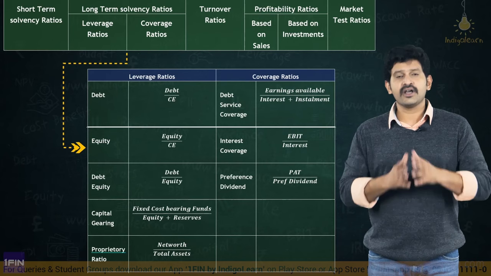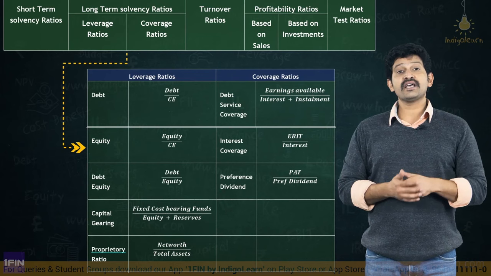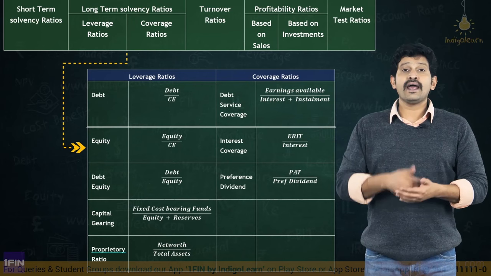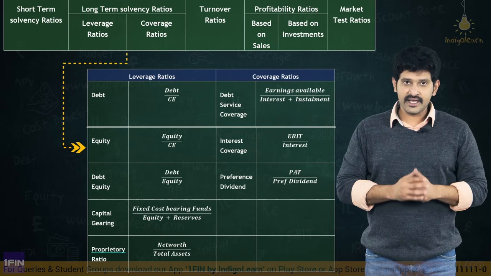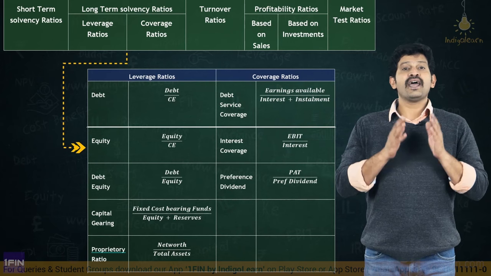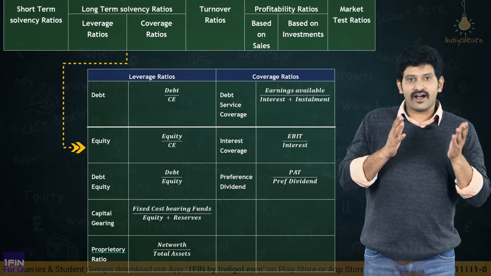Then we moved on to coverage ratios. There, first we saw debt service coverage ratio, where the ratio is for fund available to service the debt divided by interest plus installment. Now, what is the fund or the earnings available to service the debt? That is our net profit. To that, we added back the non-cash expenses, then we added back the non-operating expenses like interest, and we added back the non-operating losses. This is our fund available to service the debt.